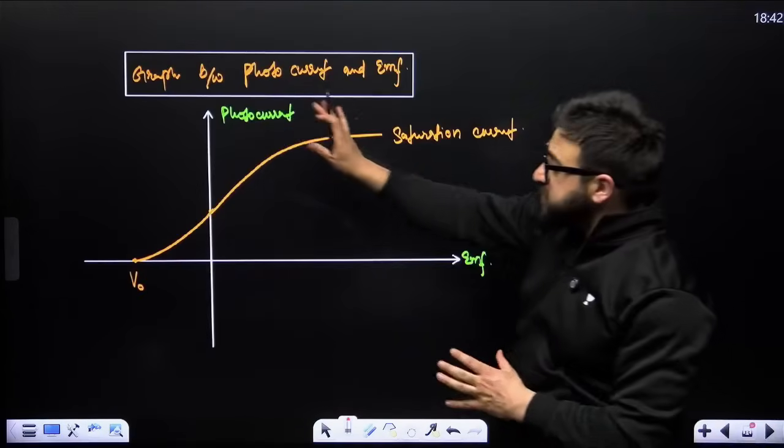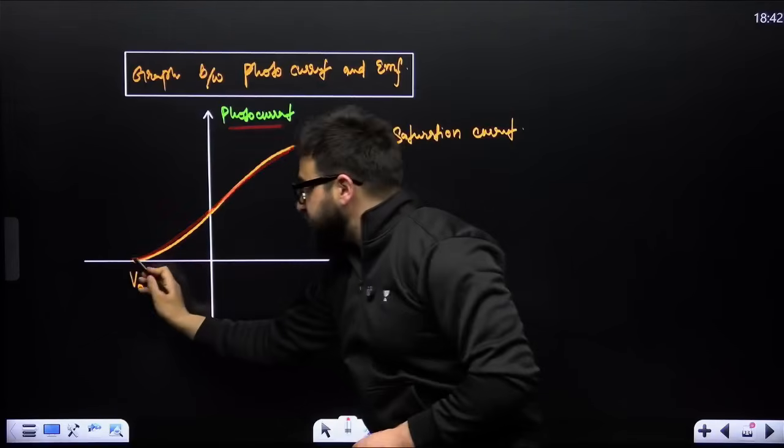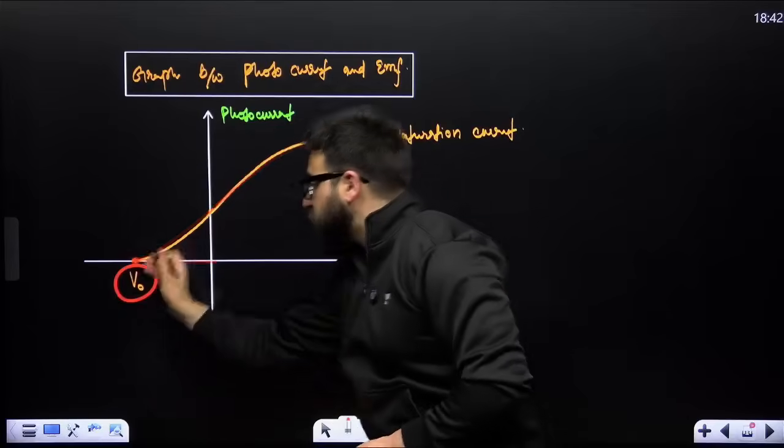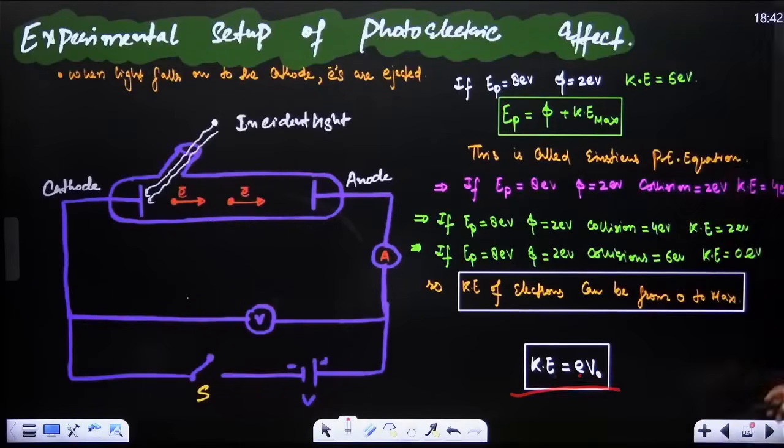And then, my dear NEET aspirants, if we make the graph between photocurrent and EMF, it is something like this. And this potential where the photocurrent is 0, this is what we call the stopping potential. And at the stopping potential, the kinetic energy of the electron is eV0. I can say it something like this.